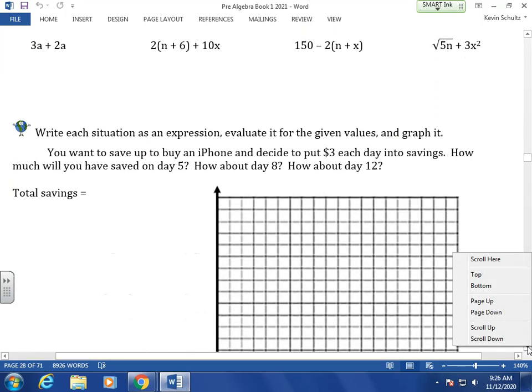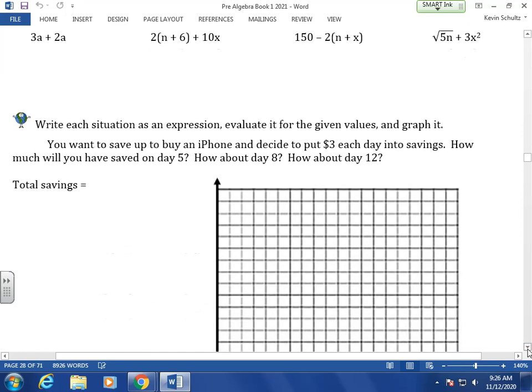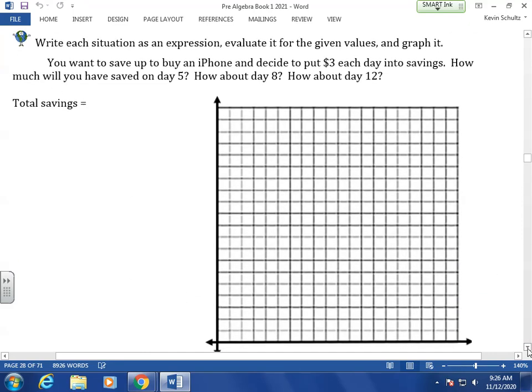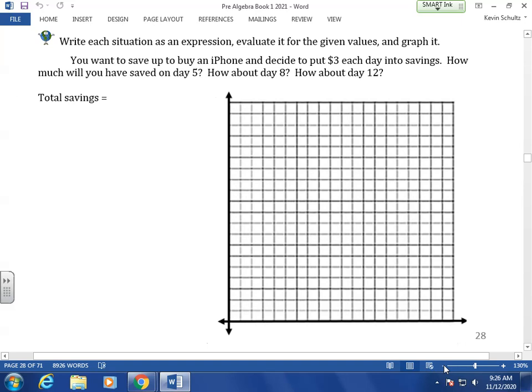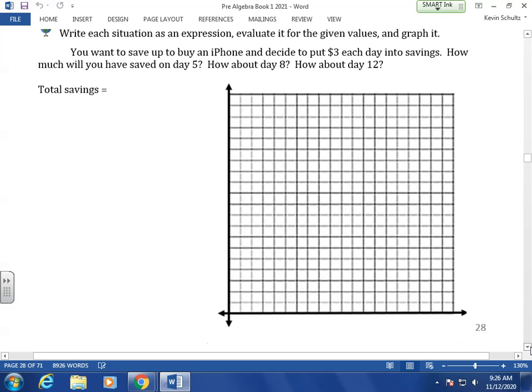Let's go on to the coordinate plane kind of graphing sections down below here. It says, write each situation as an expression, evaluate it for the given values, and then graph it. So kind of what we've been doing, I'll make this a little bit smaller here. What we did in the top section here, we're going to be doing here. We're going to have an expression with a variable. We're going to be evaluating it by plugging things in.